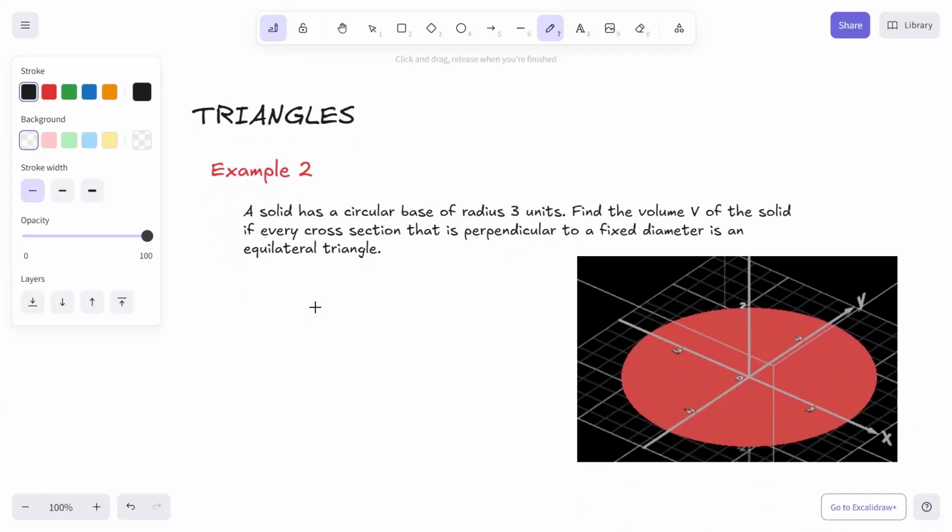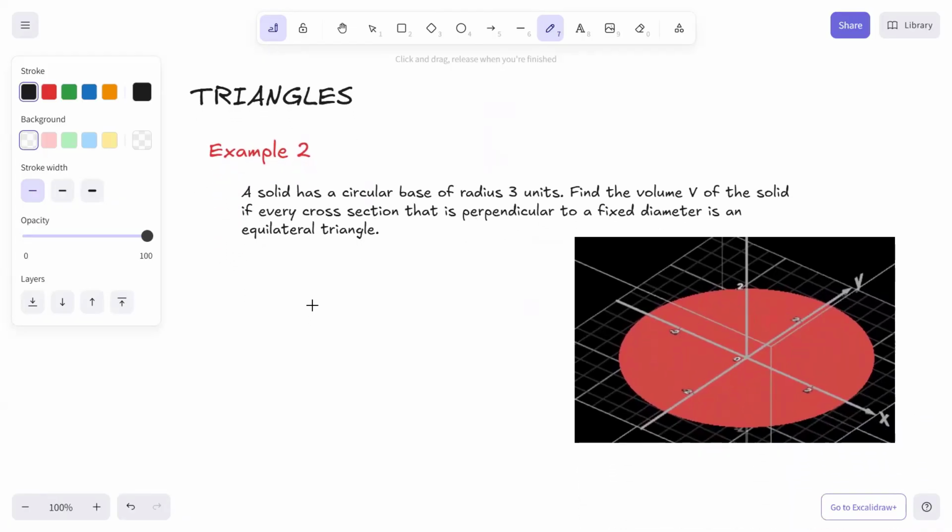In this one, we're going to look at a situation where we use triangles. So a solid has a circular base of radius 3 units. We want to find the volume of the solid if every cross section that is perpendicular to the fixed diameter is an equilateral triangle. So we have a circular base of radius 3. We have the circle of radius 3 that forms the base. And what we would imagine is triangles that are stacked on top of the circle there.